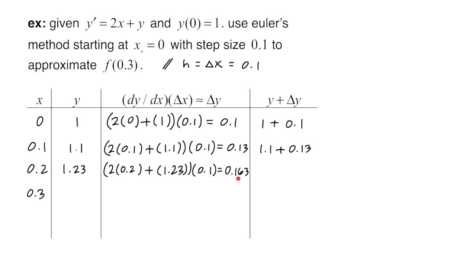So you end up getting 0.163. And now we add y and change in y over here. So we go 1.23 plus 0.163, and that makes 1.393. And this was the y value we were trying to find. So I'm going to write that down below. So f of 0.3 is approximately equal to 1.393.